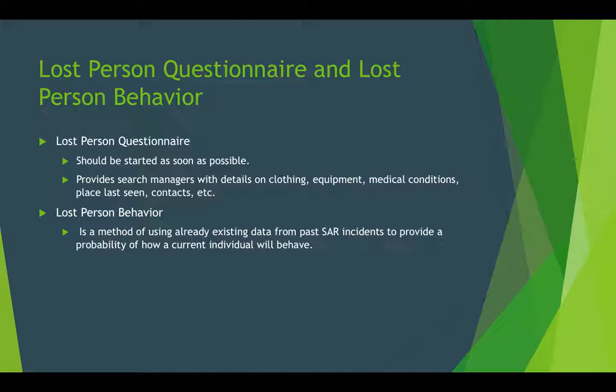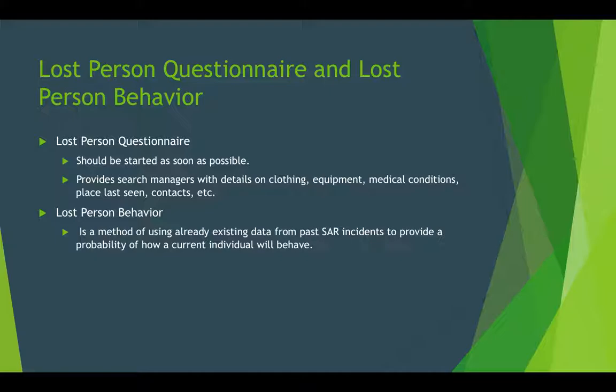So think about what needs to be figured out when doing a lost person questionnaire. This can provide the search managers with details on the clothing, equipment, medical conditions, place last seen, and context, etc. But it also can help us understand better what category the person fits into, and this will be important when we get to the lost person behavior, because a child behaves differently in the woods than a hunter or a camper or a hiker or somebody who's out taking nature photography. So the kind of category a person fits in can be identified on the lost person questionnaire and then combined with lost person behavior analysis to give us a sense of where that person may have ended up.